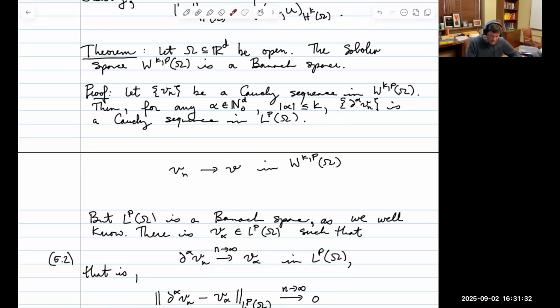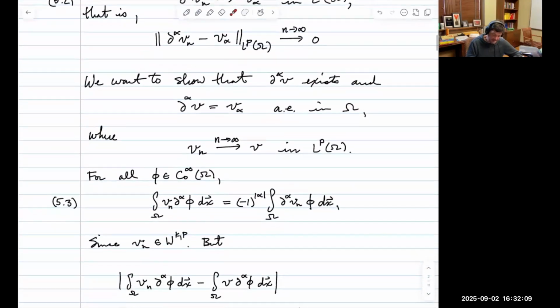But I also am going to need each one of the partial derivatives of Vn to converge as well. I need this to also be true, but I don't want this to happen in WKP space. I need this to happen just in LP space. So this is what I need to show, and I need to show this for all partial derivatives of orders up to and including order k.